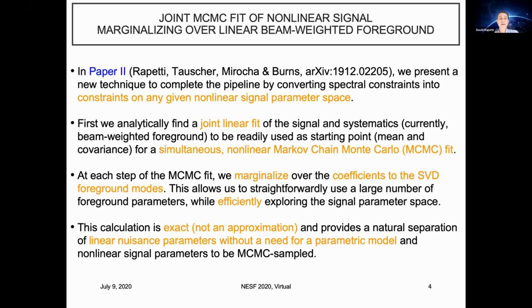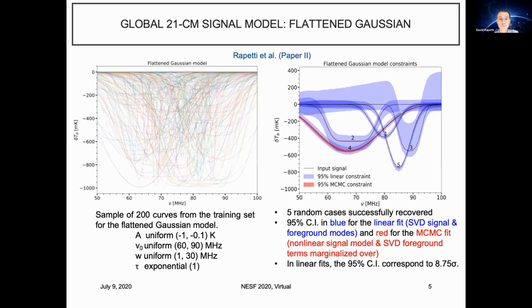So these give us a large advantage in efficiency, and I'll show you in a moment how many modes I'm talking about. And this is an exact calculation that allows us to only MCMC the signal parameters and to marginalize analytically over the foreground modes. I'm showing here some results based on a model inspired by the EDGES measurement. This is a flattened Gaussian model.